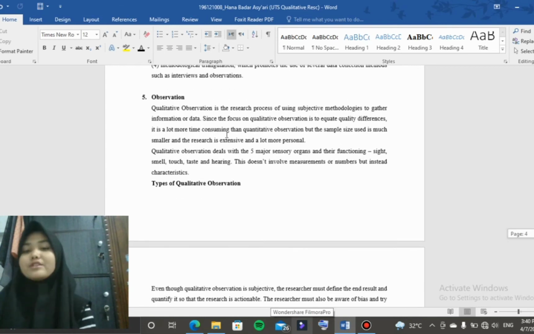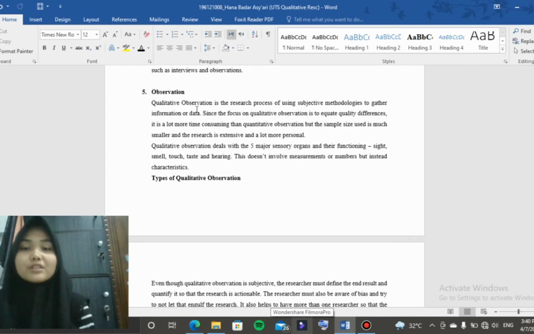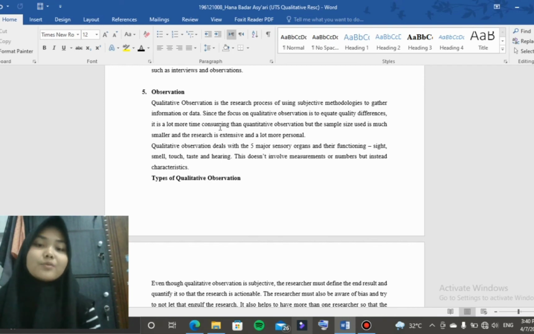The last one is observation. Qualitative observation is the research process of using subjective methodologies to gather information or data. Since the focus of qualitative observation is to evaluate quality differences, it's a lot more time-consuming than quantitative observation, but the sample size used is much smaller and the research is extensive and a lot more personal. Qualitative observation deals with the five major sensory organs and their functioning: sight, smell, touch, taste, and hearing. This doesn't involve measurement or numbers, but instead characteristics.